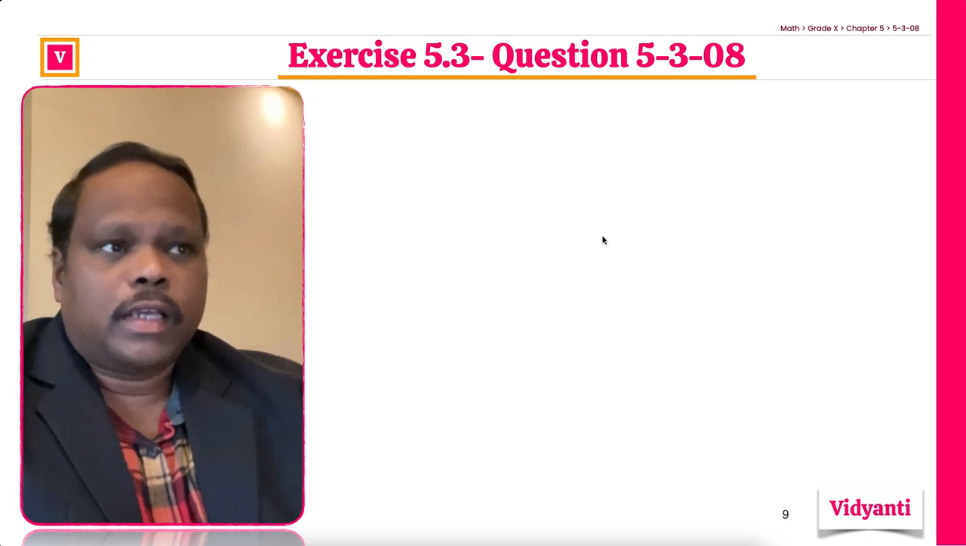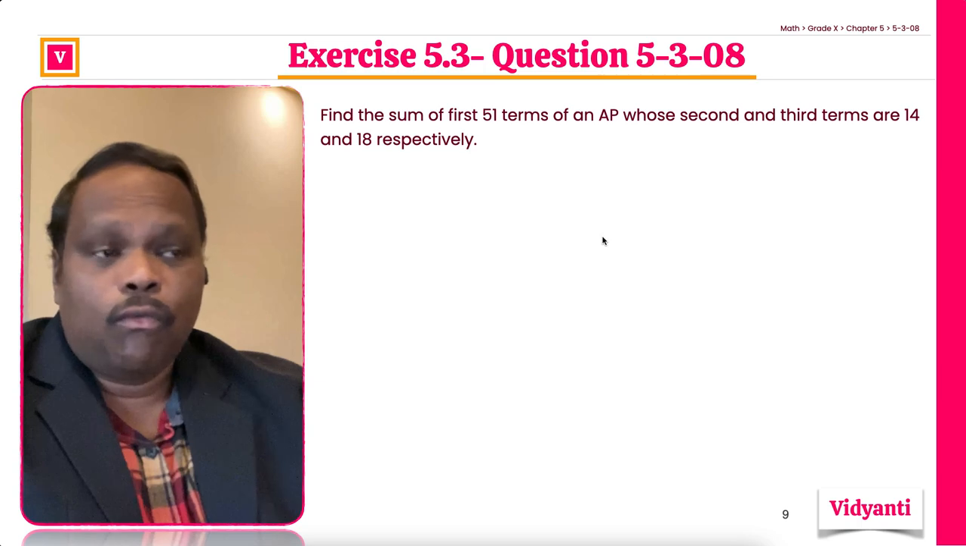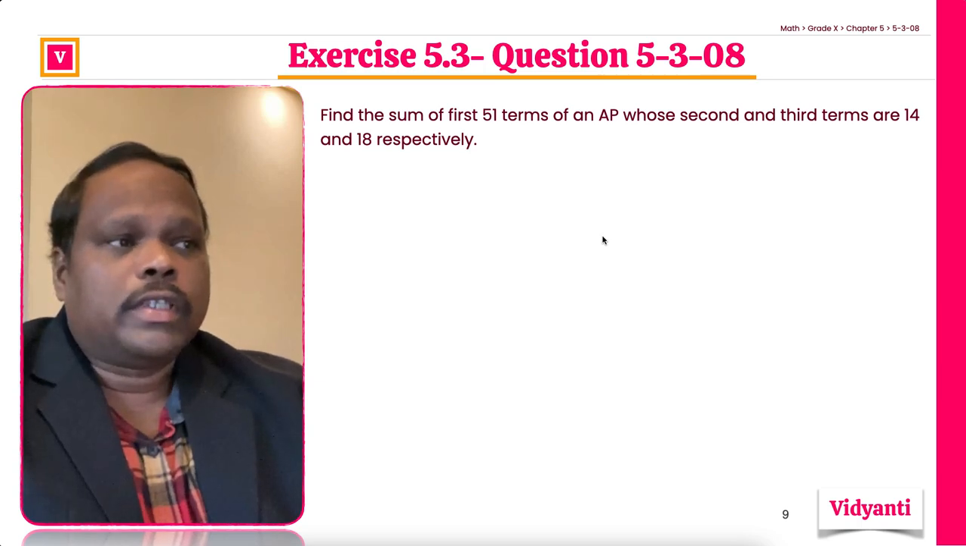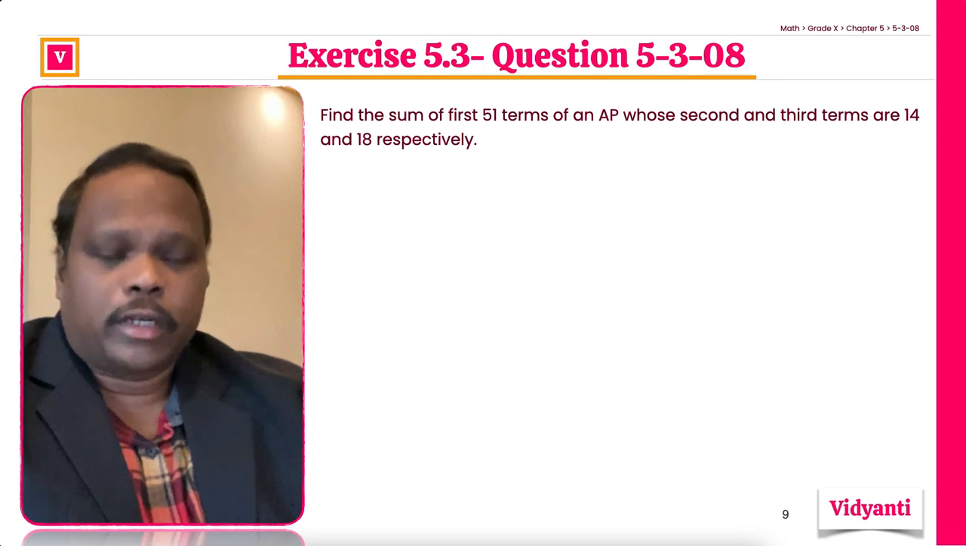Question 538 in this exercise: Find the sum of the first 51 terms of an AP whose second and third terms are 14 and 18 respectively. Let's see what we know and what we don't know.